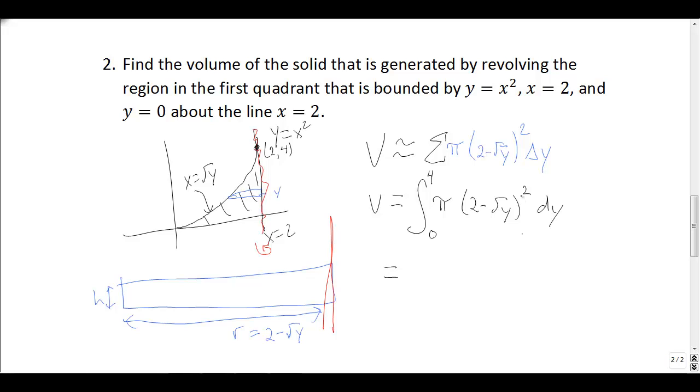And when we do this, I'm just going to sort of expand out this 2 minus square root of y squared. So I'll get pi times the integral 0 to 4. When I square this out, 2 squared is 4. 2 times square root of y is 2 square root of y, but then I have to double that. So I'll get 4 square root of y. And then I add square root of y squared. That's just y. So I get this integral.